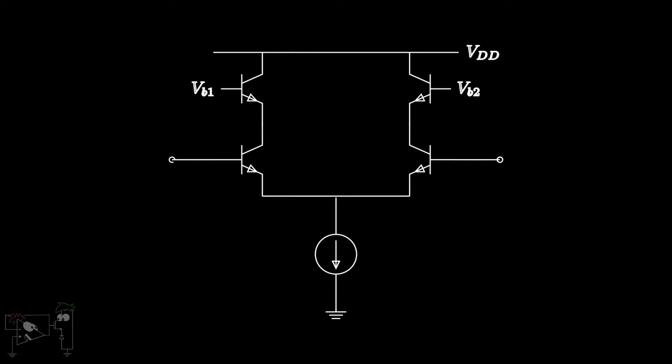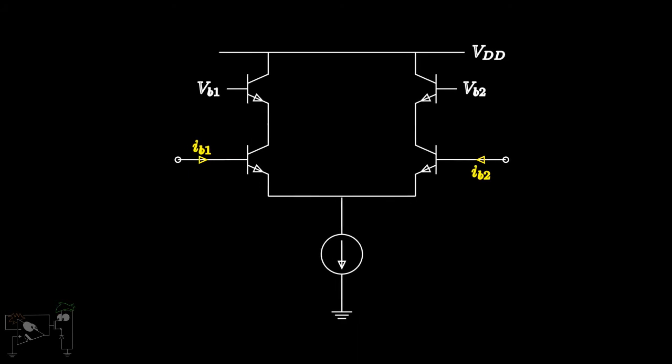The first stage of an op-amp consists of a differential amplifier. In this differential amplifier, a finite value of current flows through the base of the input transistors. Let's call these currents through the base of the transistors as IB1 and IB2. Due to mismatches, the currents in both the terminals, IB1 and IB2, are slightly different.